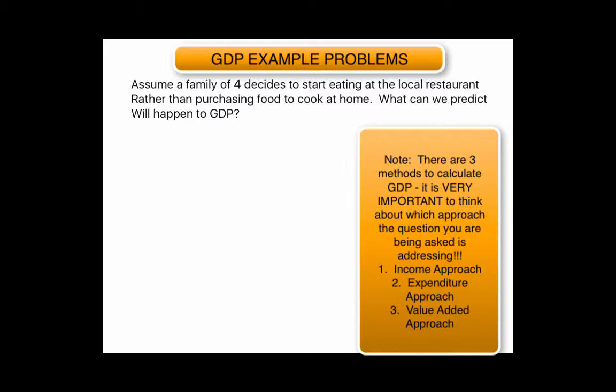There's 3 different ways to calculate GDP. The first 2 methods are the most common. That's the income approach and the expenditure approach. And the third is known as value added. So in this scenario, we've noticed that we're purchasing food to cook at home, or that we're purchasing food from a local restaurant.